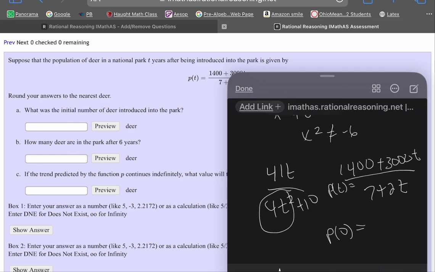On top, that would be 1400. On bottom, that would be 7. 1400 divided by 7 is 200. But you can let iMath do that for you if you want. You could just put 1400 divided by 7.